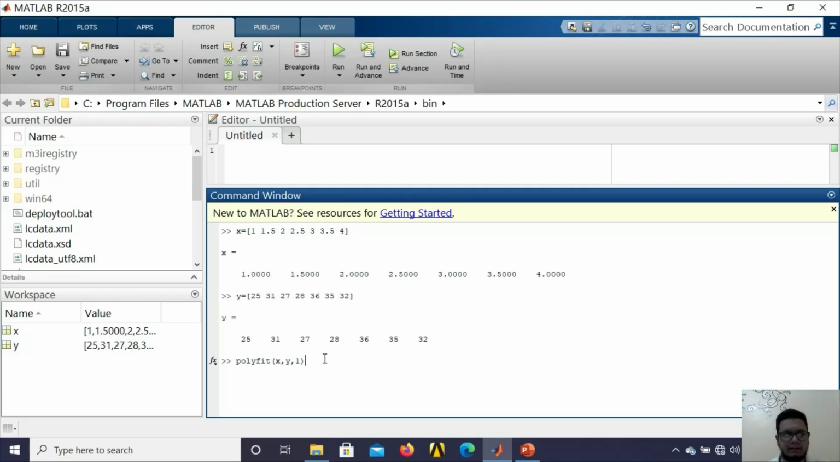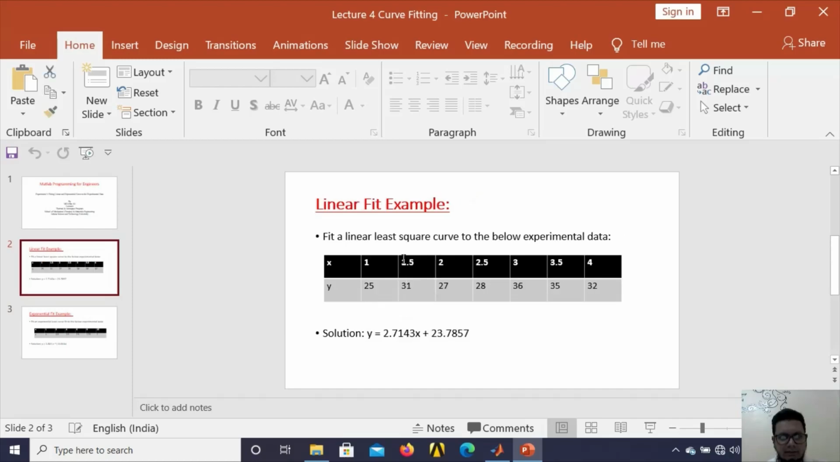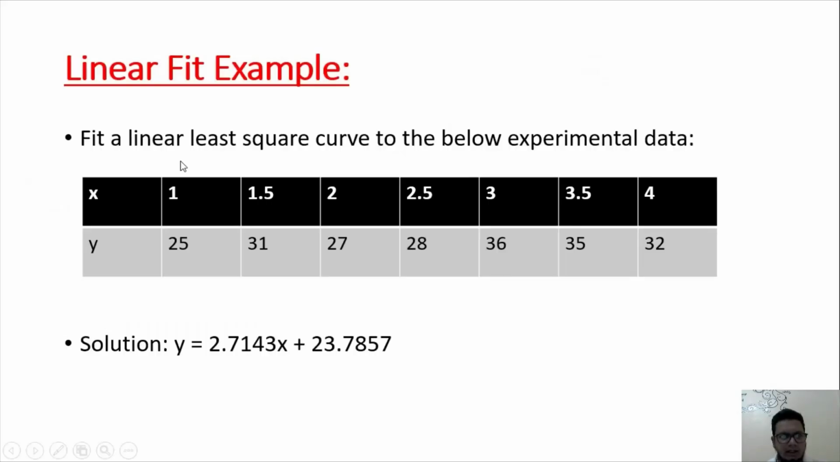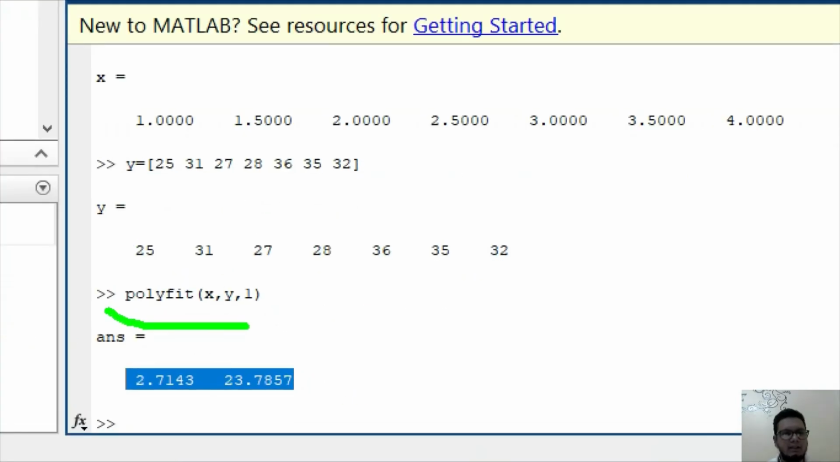Then press enter. If you remember our presentation, in the linear problem a was 2.7143 whereas b was 23.7857. If you see here, a is 2.7143 and b is 23.7857. In this simple way, using the polyfit function, you can find the values of a and b, and you can fit a linear curve to your experimental data.